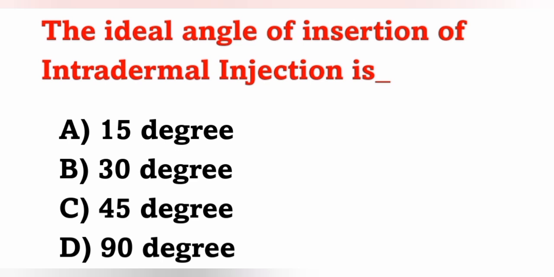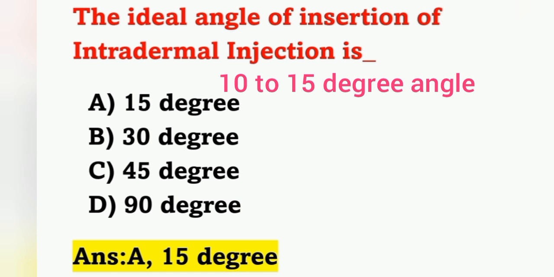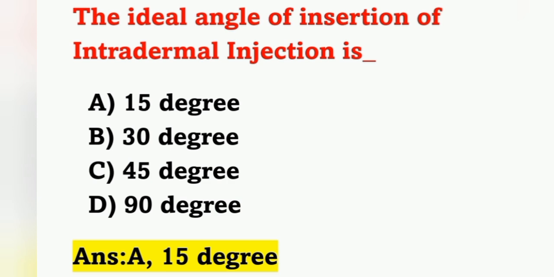And the next question, the ideal angle of insertion of intradermal injection is: option A 15 degree, option B 30 degree, option C 45 degree and option D 90 degree. The angle of insertion of intradermal injection is 15 degree. Option A is the correct answer. The ideal angle for insertion of intradermal injection is 10 to 15 degree. If 10 degree is in our option, that is also correct. Here 15 is there, so that is the correct answer.